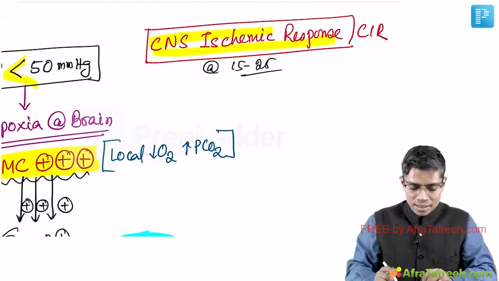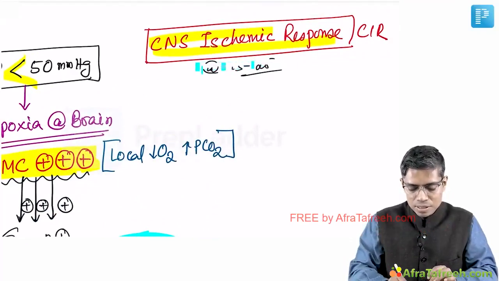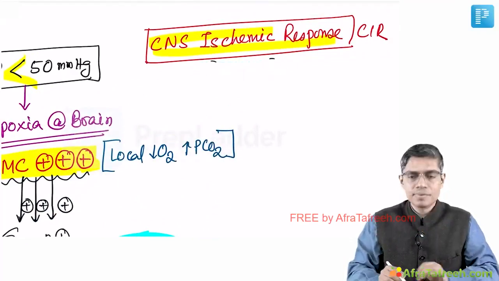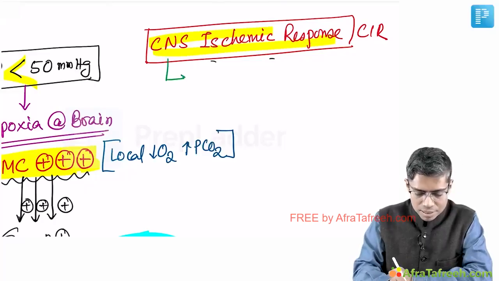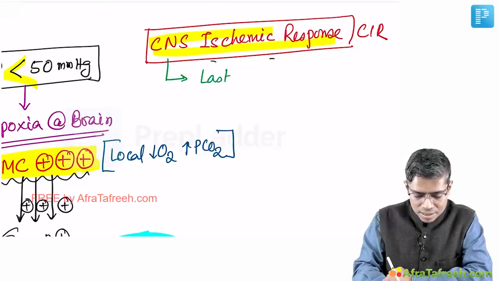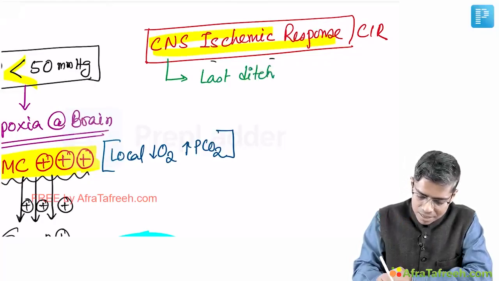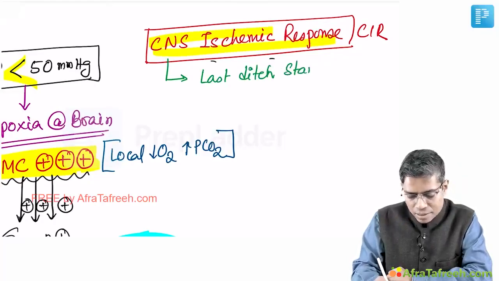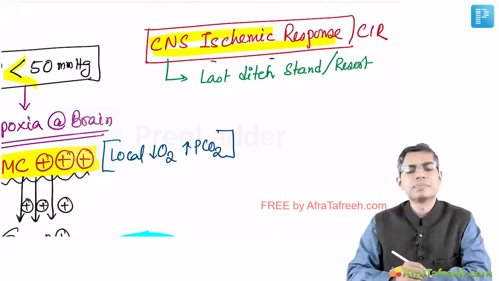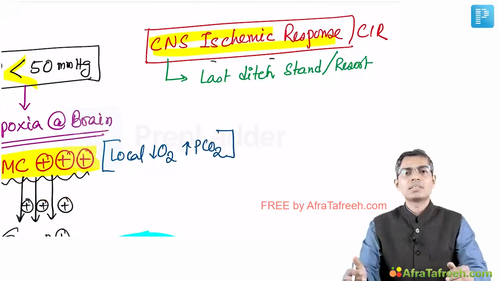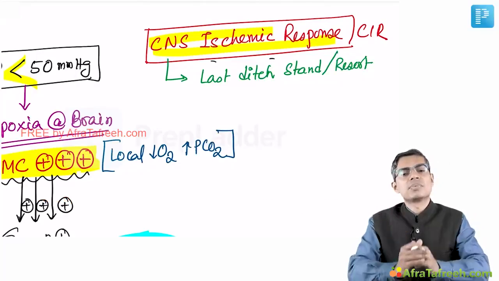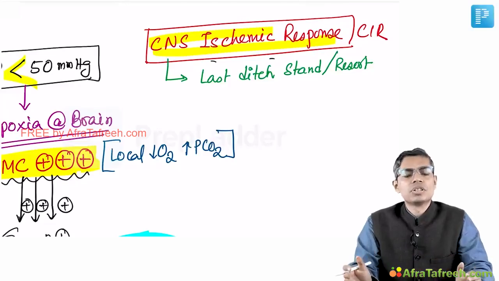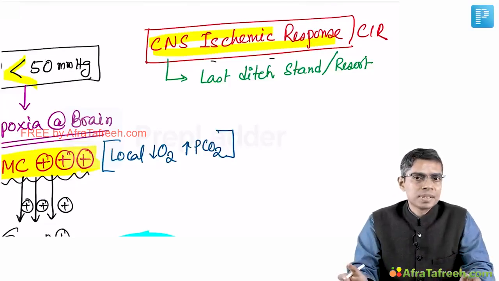That means the person is going to die if there is failure of this response. And that's why it is said that the CNS ischemic response is an emergency response. Failure of this response will lead to death. This is known as the last ditch stand, or last ditch resort mechanism. Getting my point? After failure of this mechanism, there is no one to increase your blood pressure once again, and the person is going to die, right?